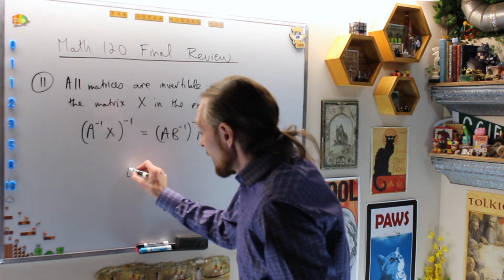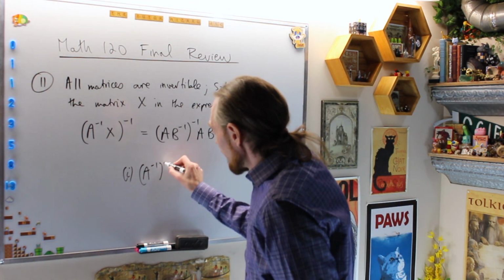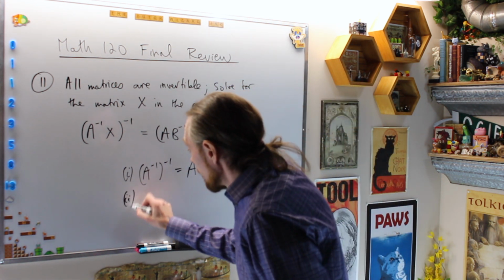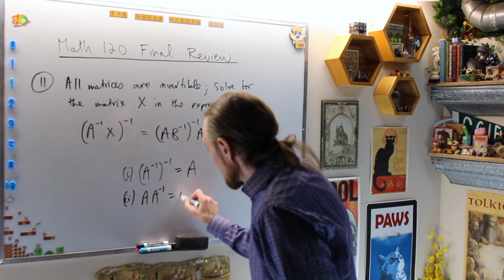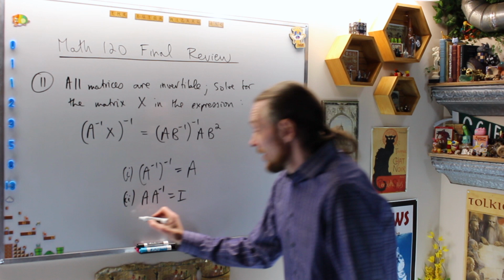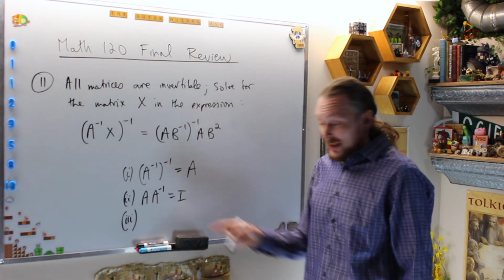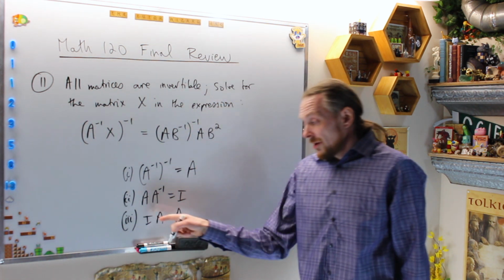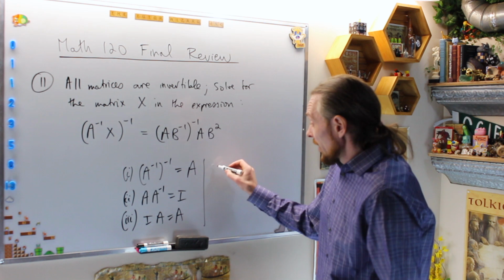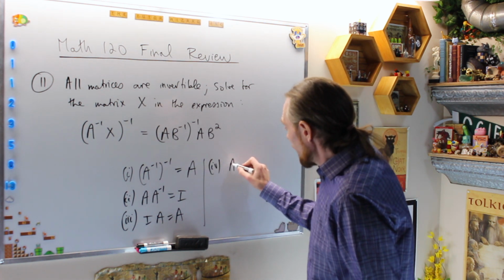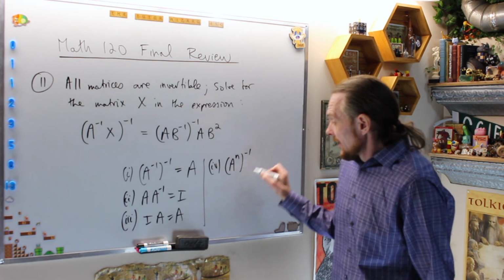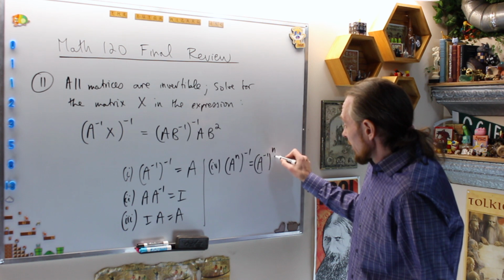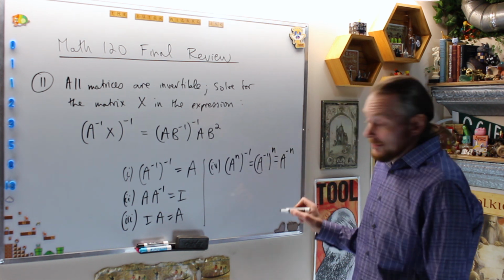First of all, 1: the inverse of the inverse of a matrix is the matrix itself. 2: we know that A times A inverse is the identity. That's the definition of the inverse, but it's useful when we calculate. 3: we know that I times any matrix leaves the matrix alone. We're going to use that somewhere along the line. 4: A to the n, inverse, is also equal to A inverse to the n, which we're going to write as just A to the minus n.